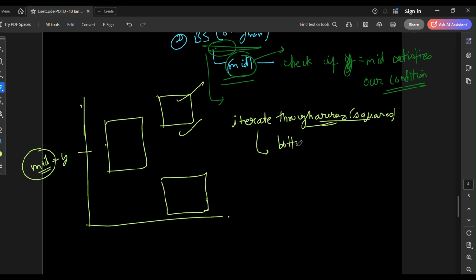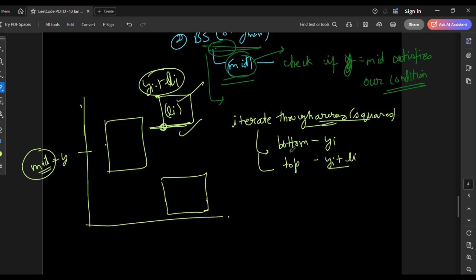So bottom will be yi, and the top will be yi plus li. Is it clear to everyone? Because this line is my yi, and this side has the length of li. So this point will be yi plus li. I think this is fairly simple. So I have got two things from each square.